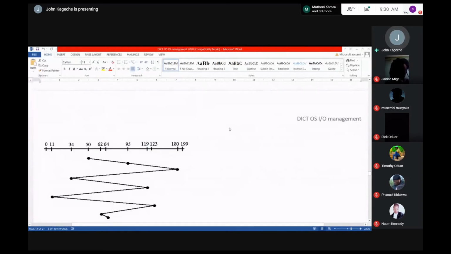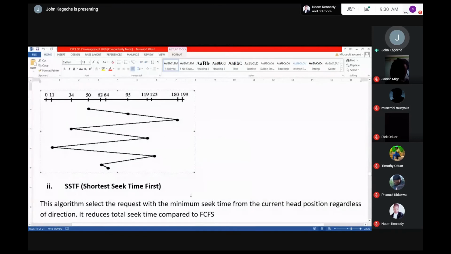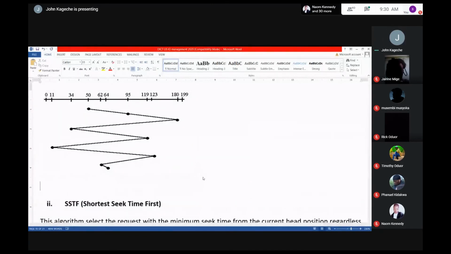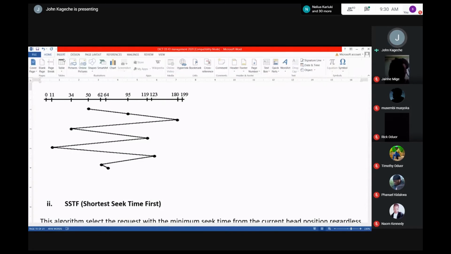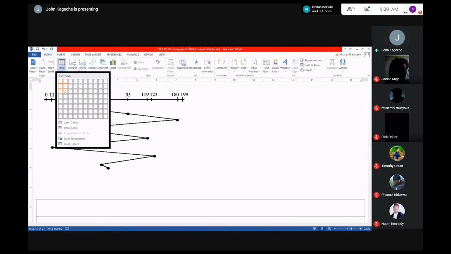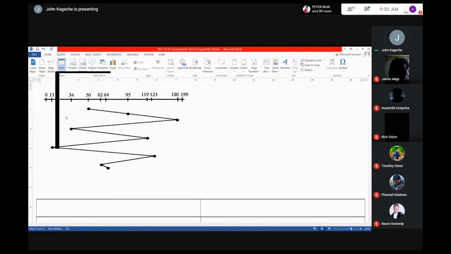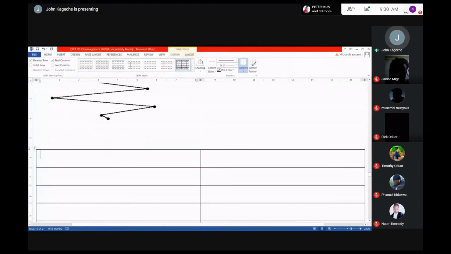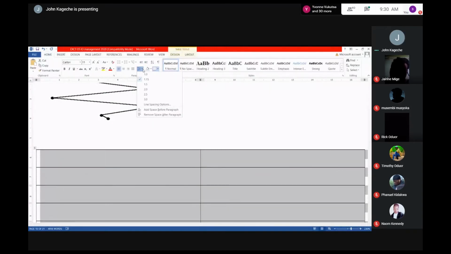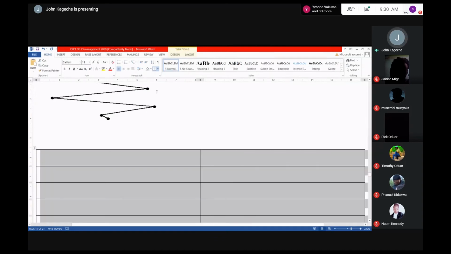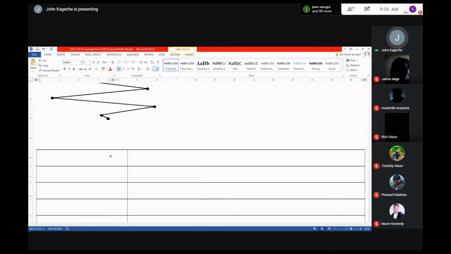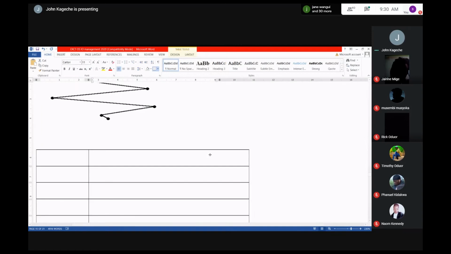What you're supposed to do here is come down here and create a table. Insert a table with 2 columns like that, assuming those are the number of tracks that we will be traversing. I want to reduce the spacing. Home, make it 1.0. I can reduce this, and reduce that.